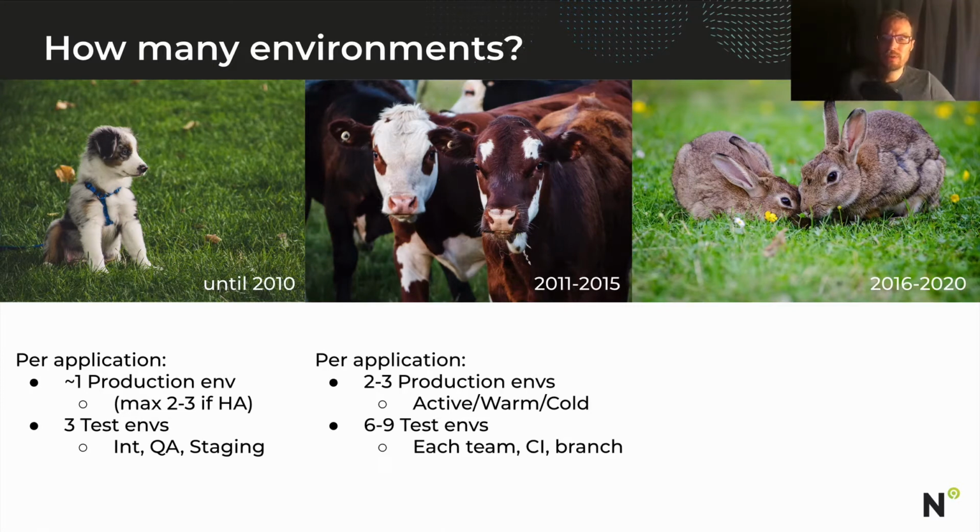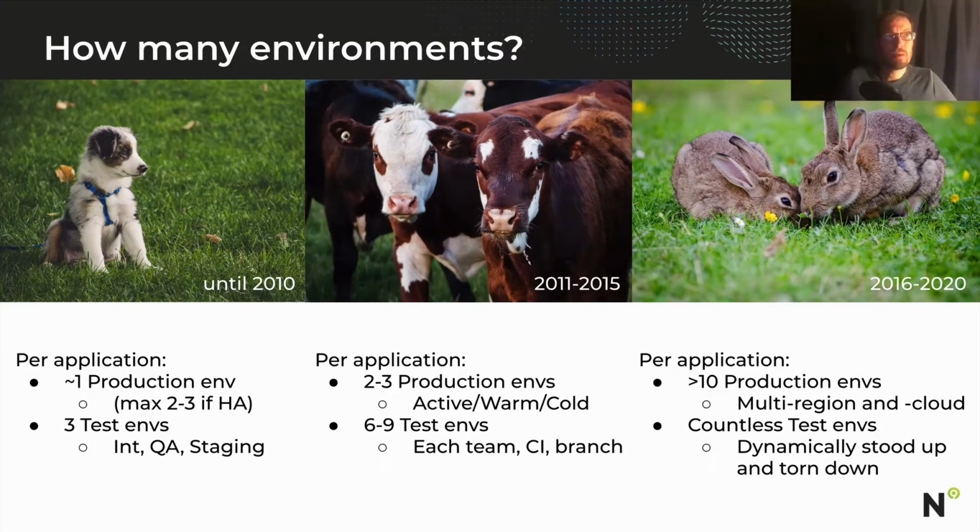In the cloud years, we had 2 to 3 production environments: active, passive, sometimes a warm location, a cold standby. And in this era, it got easier to create test environments, and we'd create maybe 6 to 9 test environments per application. Each team had their own stack of test environments. We created separate environments for CI. We created separate environments sometimes for a long-running branch. It got to be a little bit messy.